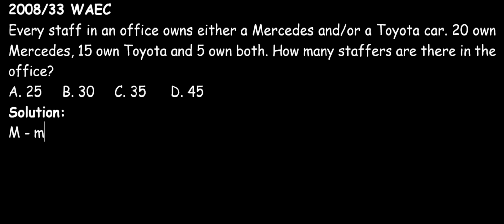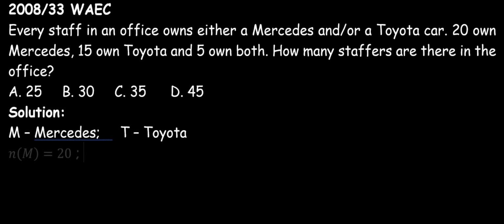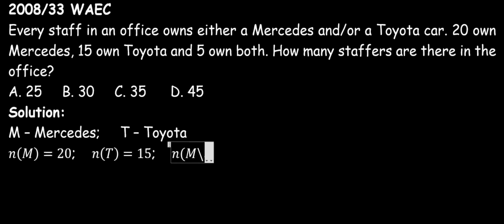Let M stand for Mercedes, while T stand for Toyota. Then the number of M is equal to 20 from the question. And the number of T, which is Toyota, is equal to 15. The number of those that own both Mercedes and Toyota, that is M intersection T, is equal to 5. And the number of the universal set is unknown, which is equal to x.